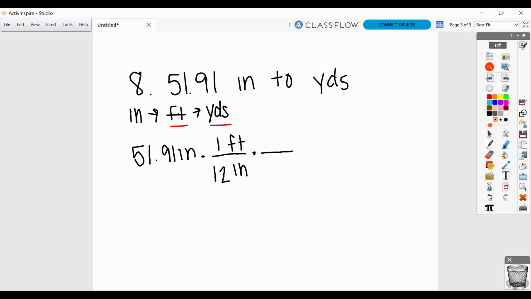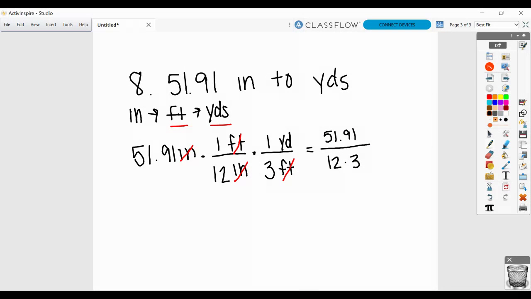And then do it again. Your feet need to cancel out this time, so feet are on the bottom. Yards are on the top, and there are 3 feet in 1 yard. Okay, so when you look, inches cancel, feet cancel, so you're left with your yards. So you would be doing 51.91 times 1, and you're dividing it by 12 times 3, which is 36.